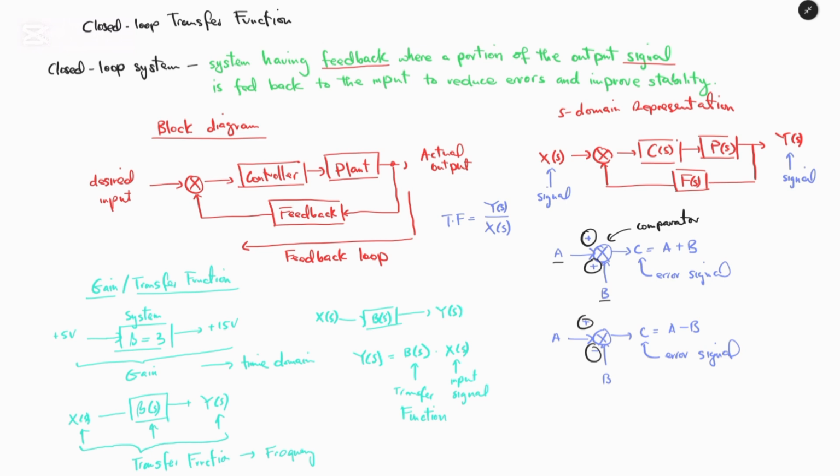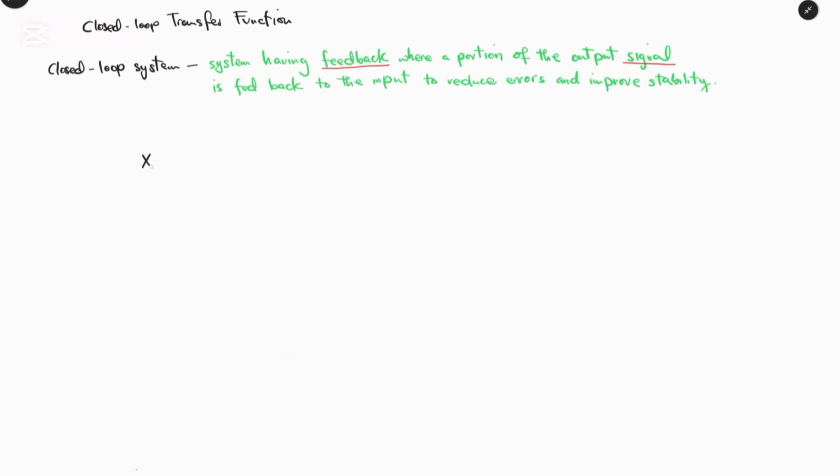So we will now look at how we derive a transfer function from a control system closed loop system. And now we can draw X of S as an input to a comparator, and we can have E of S and C of S, P of S, and Y of S. Then we can have F of S as the feedback, and this will become the input.